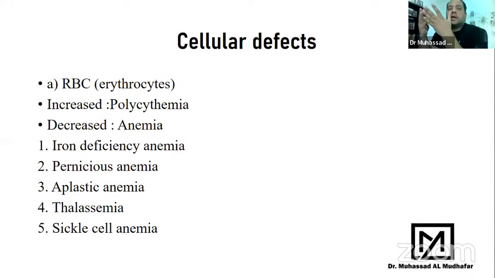Cellular defect, like RBC, which is the red blood cell, the erythrocyte. If erythrocytes are increased, it is called polycythemia. If decreased, it is called anemia. Anemia is not a disease, but a manifestation of other causes; anemia is a sign and symptom of other disease. Examples are iron deficiency anemia, pernicious anemia, aplastic anemia, thalassemia, and sickle cell anemia.